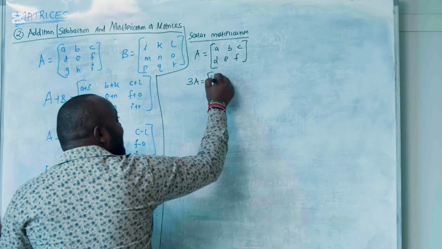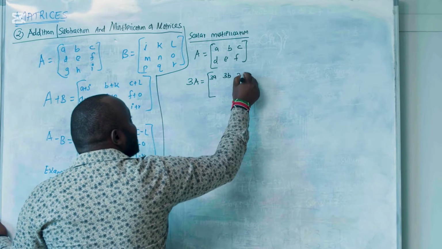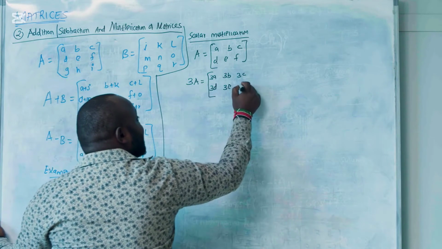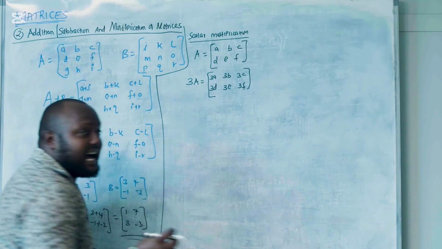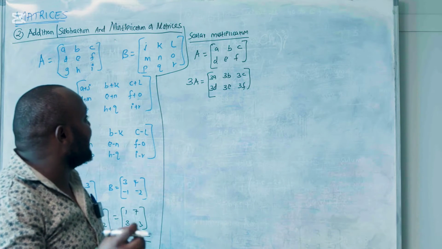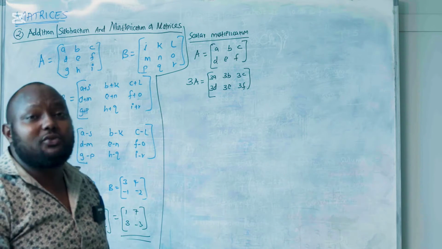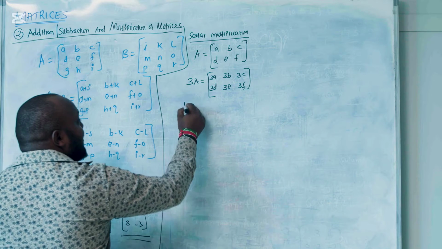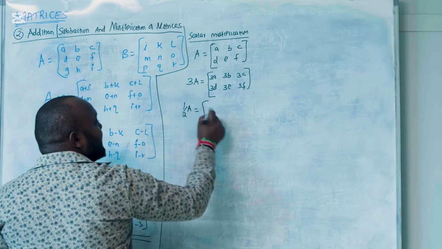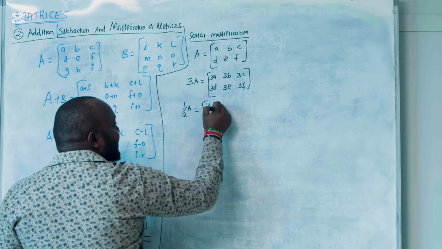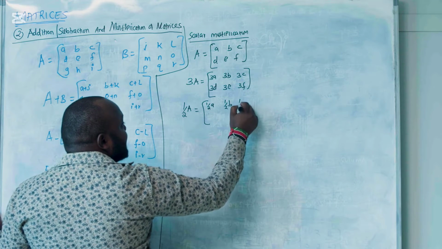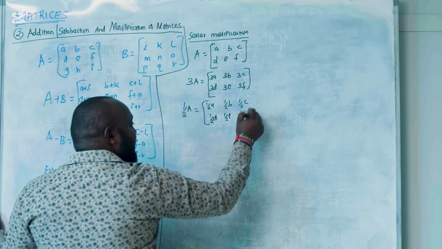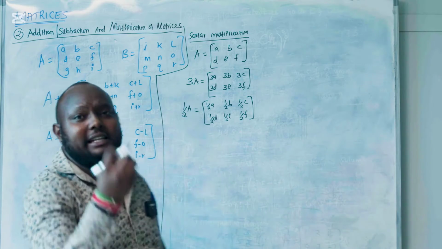If I want to get 3A, I just multiply each element with 3. So I'll have 3A, 3B, 3C, 3D, 3E and 3F. I'm multiplying each and every element with 3. That's how we solve scalar multiplication. If it was a half, you can still have half. That's where the division of a matrix comes in. I may ask you for half of A. It is the same thing: you multiply half with every element to get half A, half B, half C, half D, half E, and half F.